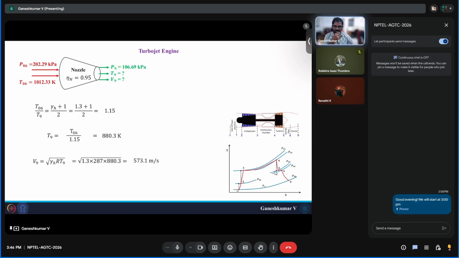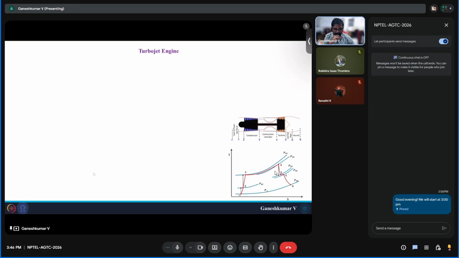All right. So once you substitute this in this relation, since the Mach number is 1, the velocity is going to be the same as the sonic speed, which is the square root of gamma R T, and hence you will have 573.1 meters per second. So that will be your exit velocity. And also temperature: here temperature is not directly affecting thrust, but we need that to find out V9. So that's why we are finding this also.